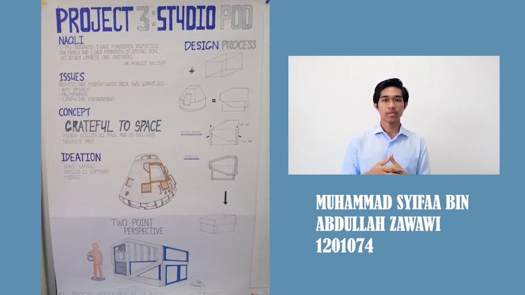What I can get from this naql is that this hadith speaks about injustice, which in Arabic we call zalim. What is meant by zalim is that we put something not in its place. We do not put something in the right place, which means in terms of design, we design something in the wrong way.